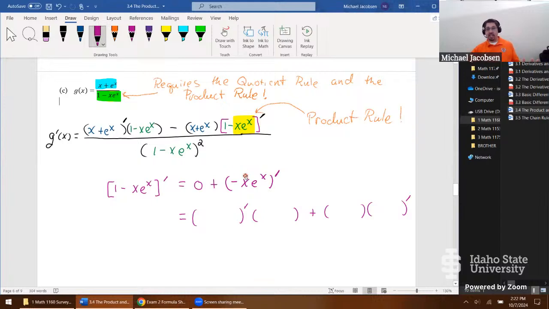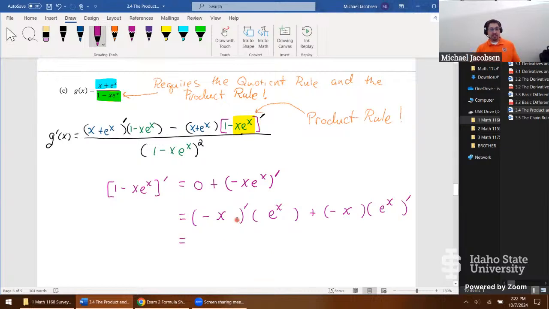The first factor is negative x, so it goes into the first spots, here and here. Second factor is e to the x, so it goes everywhere else, here and here. And now that's our derivative to handle.